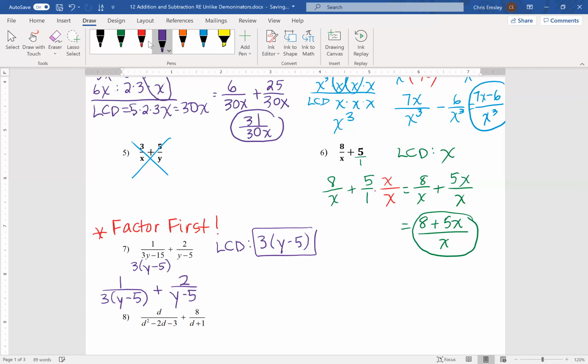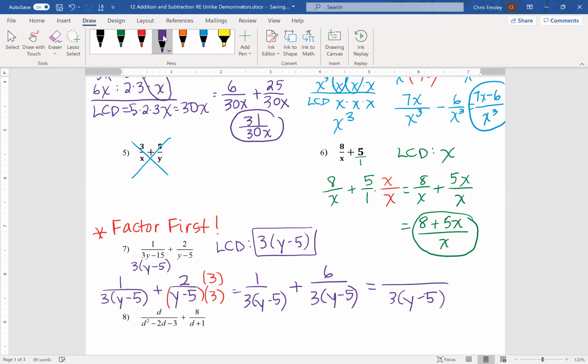But our second fraction is missing that coefficient of 3. So we need to multiply the top and the bottom by 3 to get that common denominator. Still not changing that first fraction. For our second fraction, 2 times 3 is 6. And I'm just going to write that coefficient in front because I prefer it that way. Oops. That should have been y minus 5. Now that I have a common denominator, that's going to be my denominator. And I just do the arithmetic across the top. 1 plus 6 is 7. There is my answer.